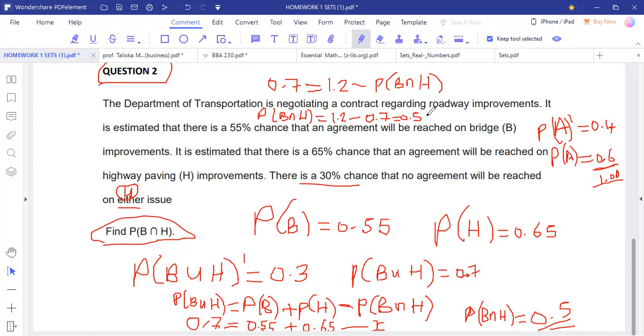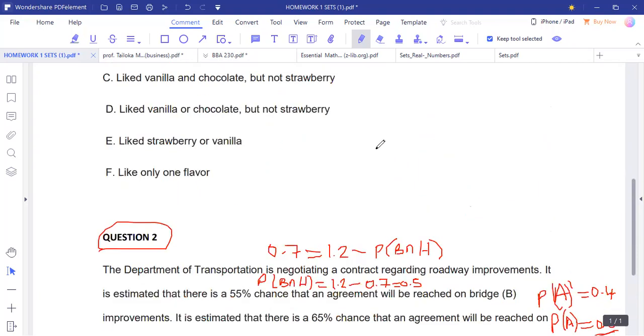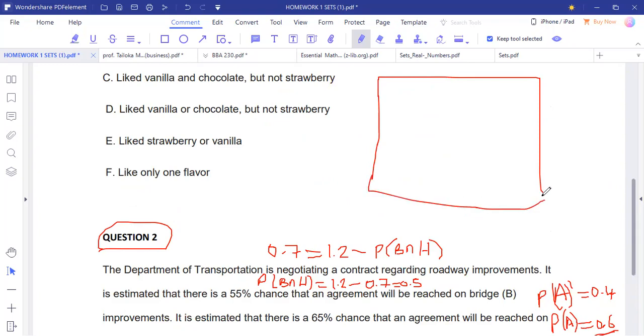So if you present this information in a Venn diagram, you have the intersection, the probability of B intersection H, being 0.5. So you can even draw this Venn diagram where we say B intersection H, right? So here we have this one.